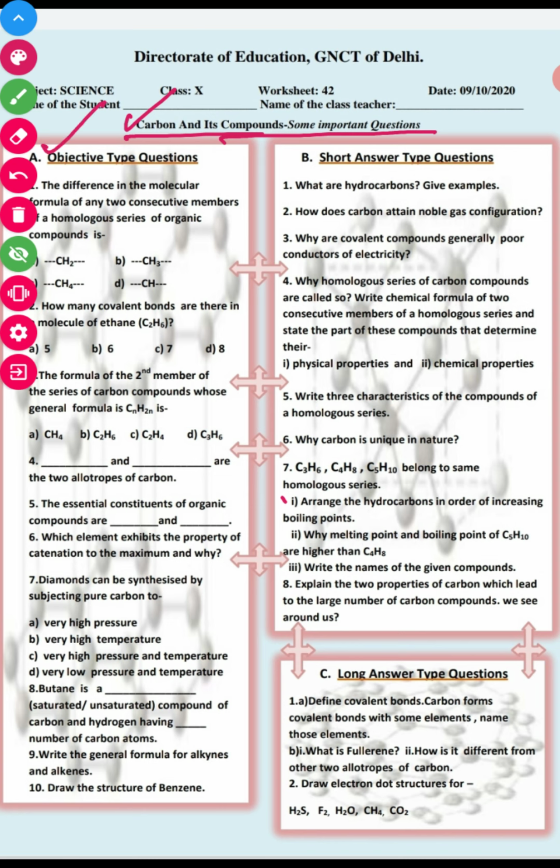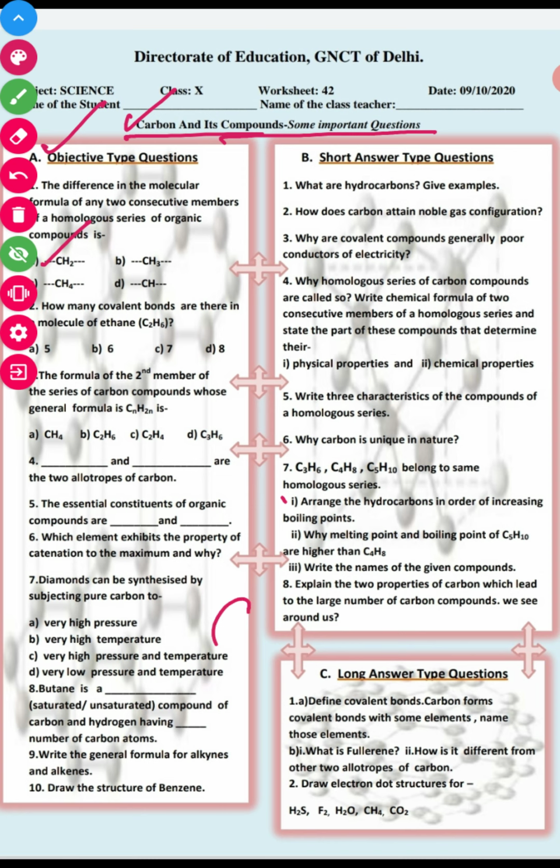First, we have the difference in the molecular formula of any two consecutive members of a homologous series of an organic compound. As I told you in our previous worksheet, the difference between two consecutive members of a homologous series is CH2. Okay. Then second question, how many covalent bonds are present in the molecule of ethane?